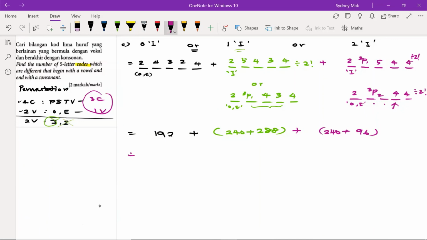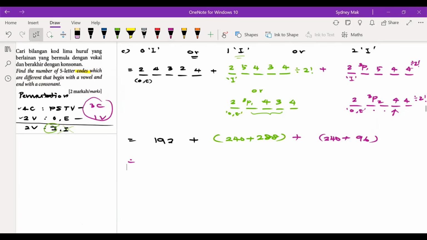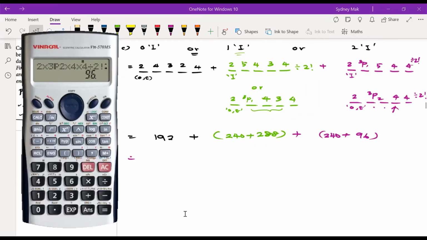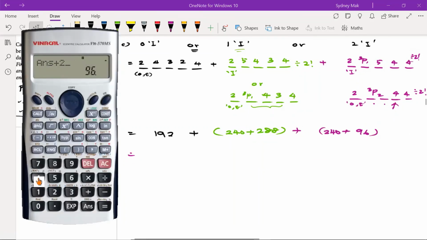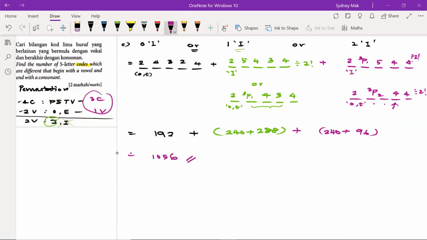So all in all, let's add everything together. So we shall take 96 plus 240 and then plus 288 plus 240. Finally, 192. 1056 ways to form the 5-letter codes. Okay, that's it for question number 5.